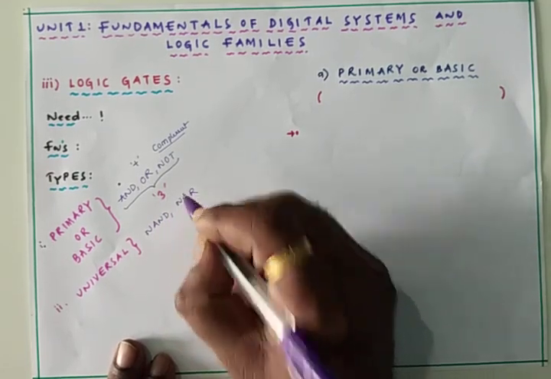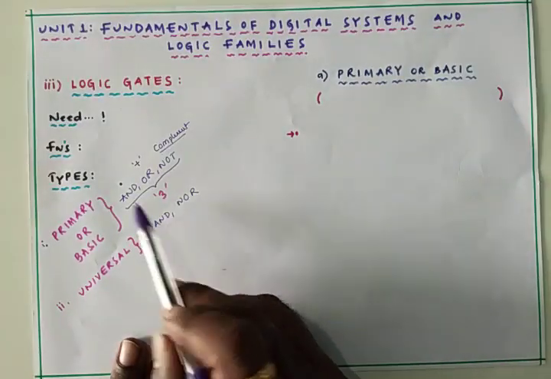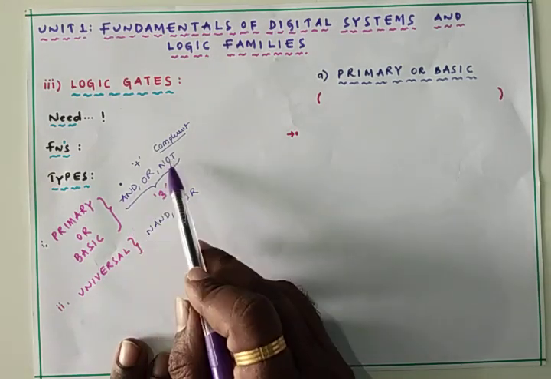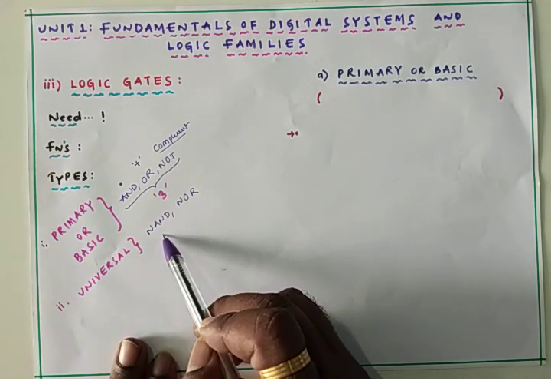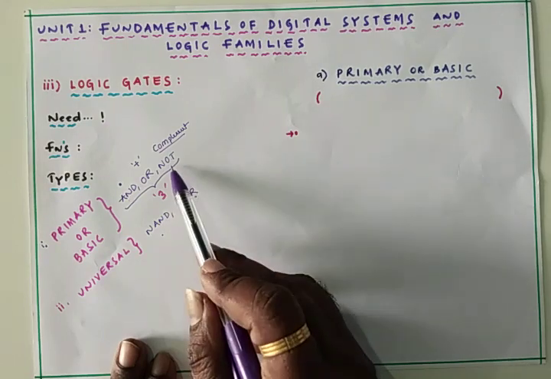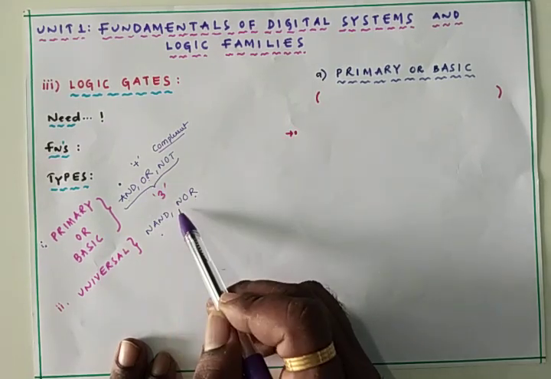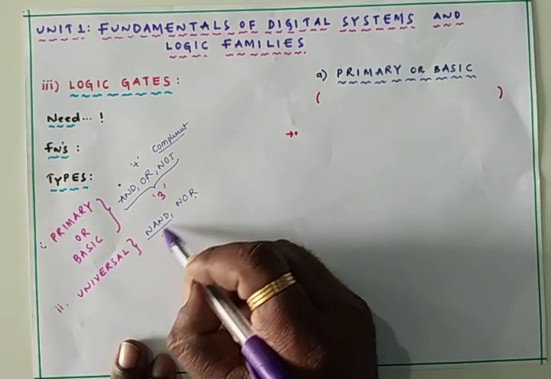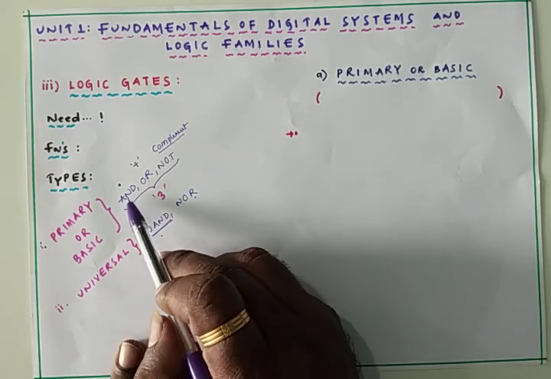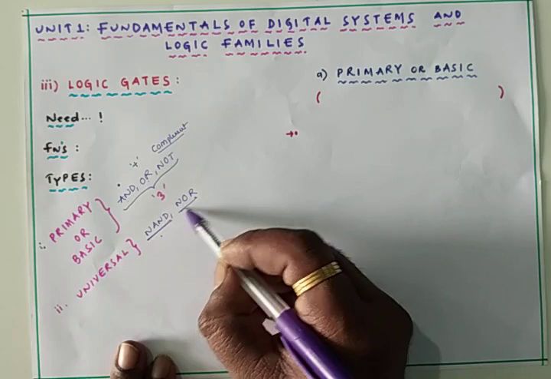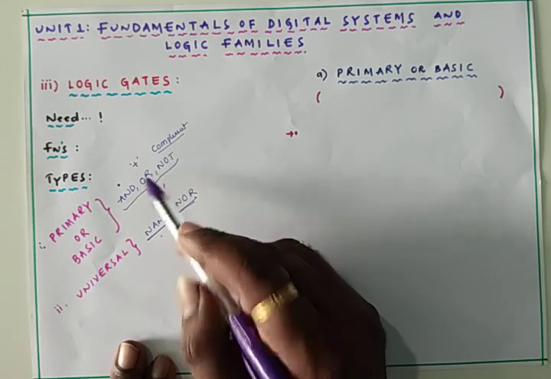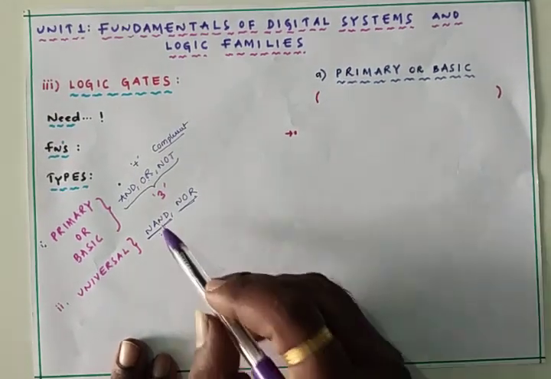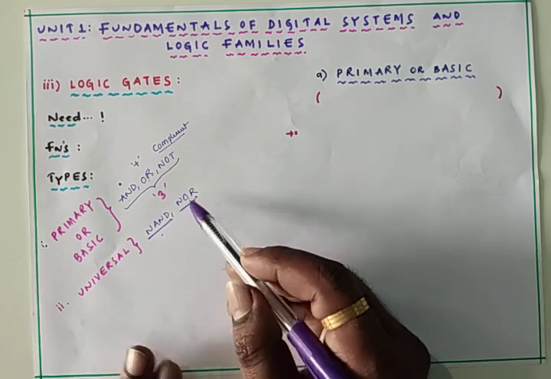NAND is nothing but AND followed by NOT. AND followed by NOT is called the NAND gate. NOR is nothing but OR followed by NOT, and that is called the NOR gate. So the NAND gate makes the inverse operation of the AND gate, whereas the NOR gate makes the inverse operation of the OR gate. These two combined are named universal gates.